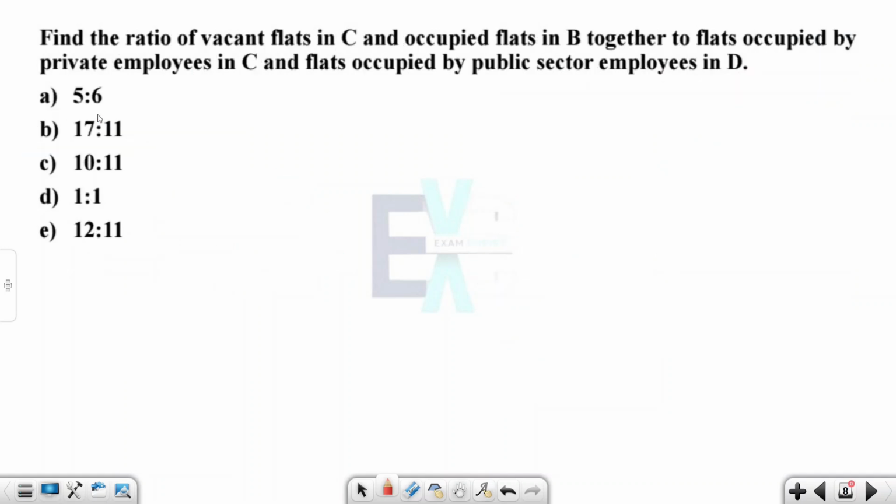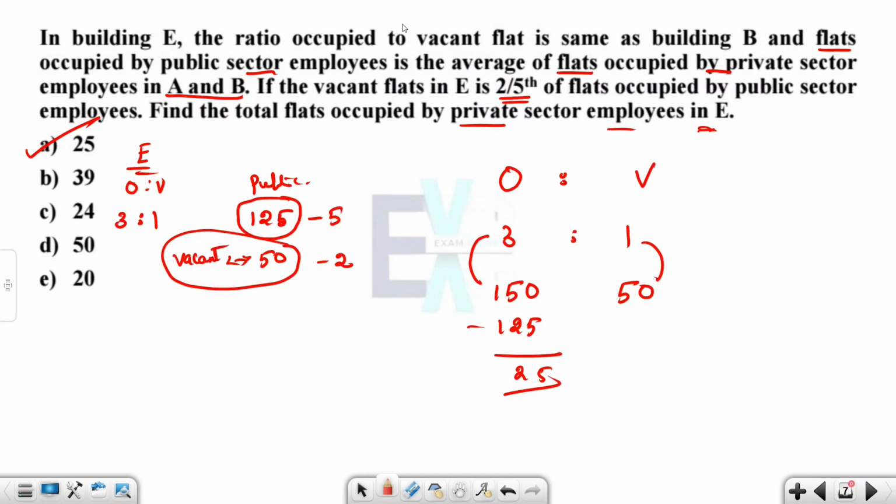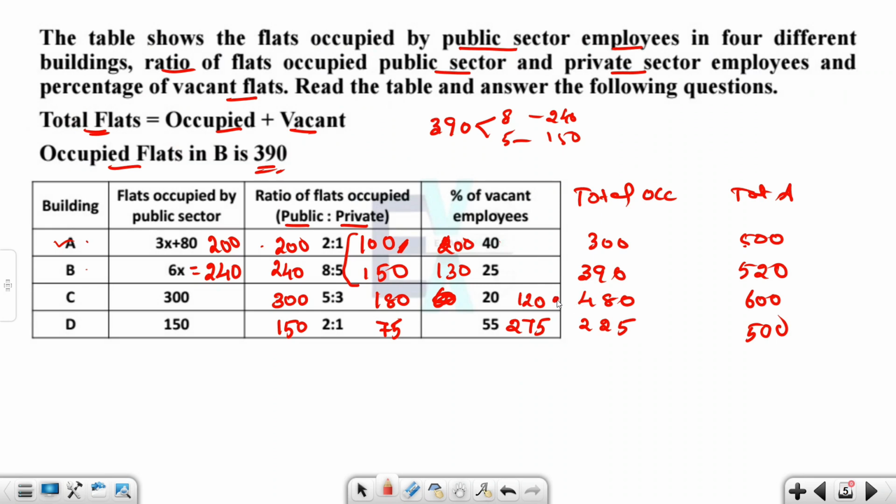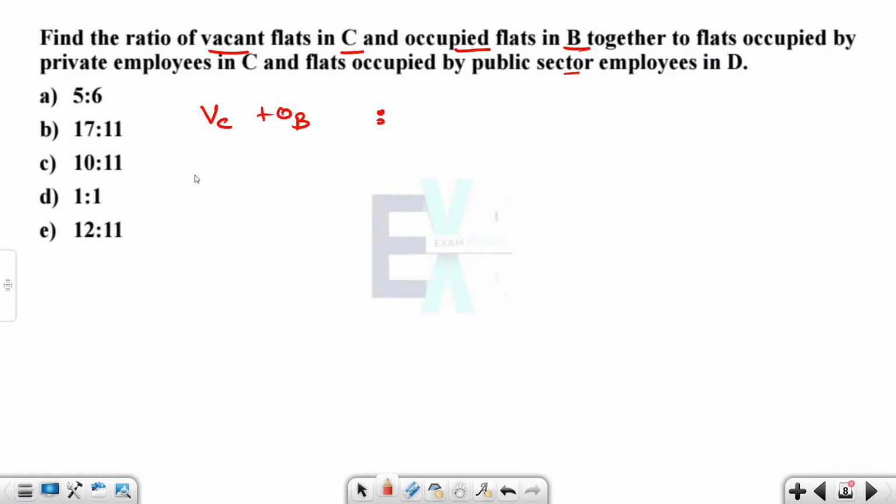Next one. Find the ratio of vacant flats in C and occupied flats in B together. Vacant in C plus occupied in B. Flats occupied by private employees in C, and flats occupied by public sector in D. So the ratio of vacant flats in C and occupied in B. What is the total? 390. We will be getting 510, is to 2.